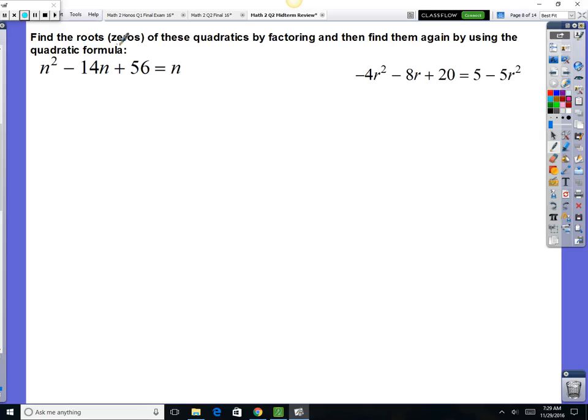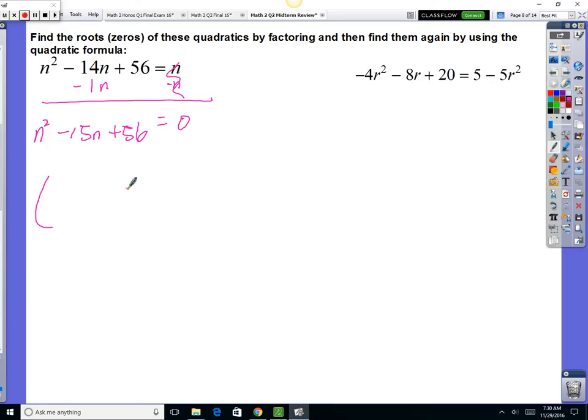Okay, last one. Find the roots. Find the zeros. 2 ways. Find them by factoring and then by quadratic formula. So factoring, first of all, you got to get everything on the same side. So I got to move this over. You got a minus n, and that will match up with the 14. So minus just 1n. And on the right, you have 0. On the left, you have n squared, a minus 14 and a minus 1 is a minus 15n plus 56.